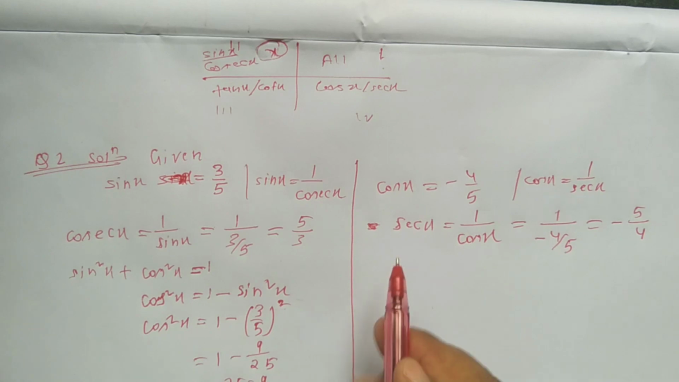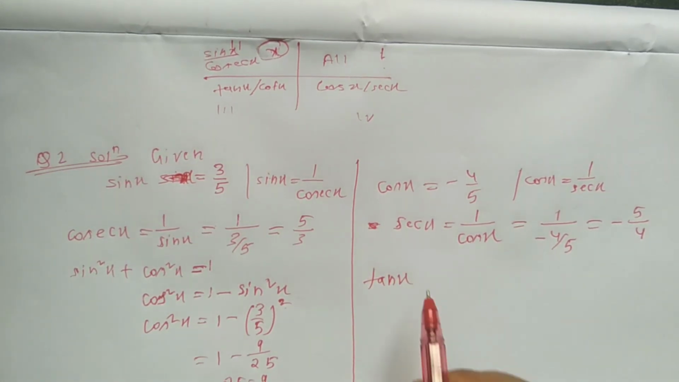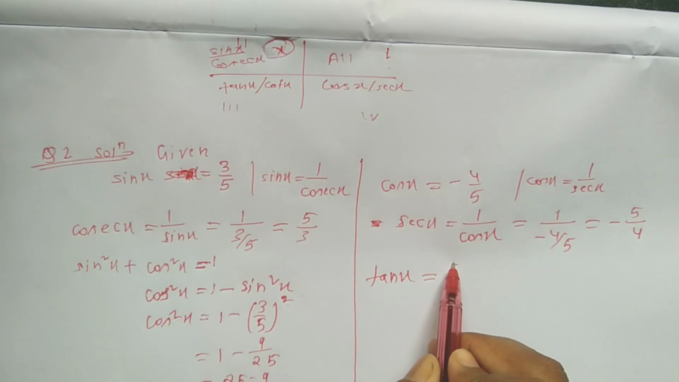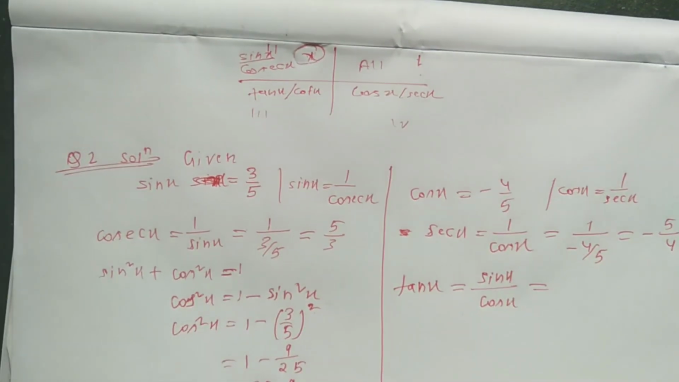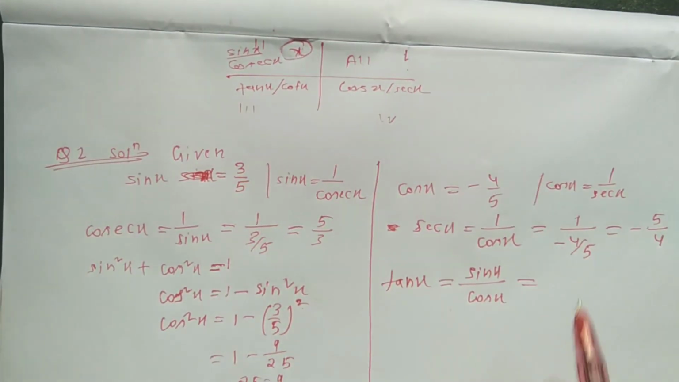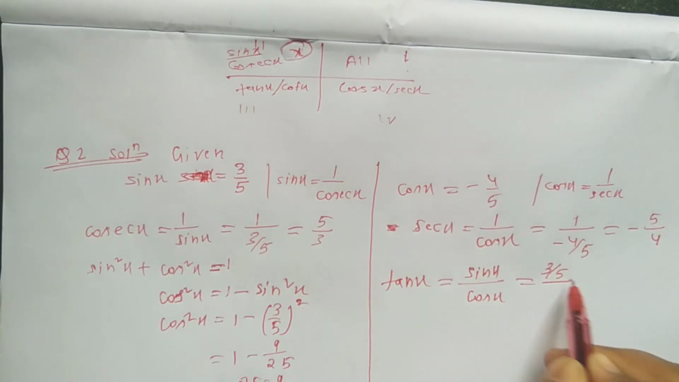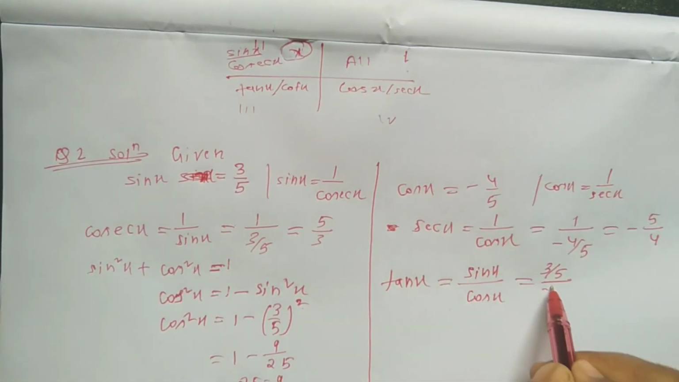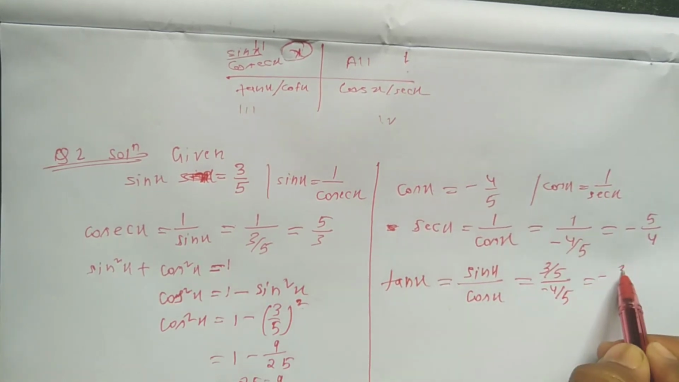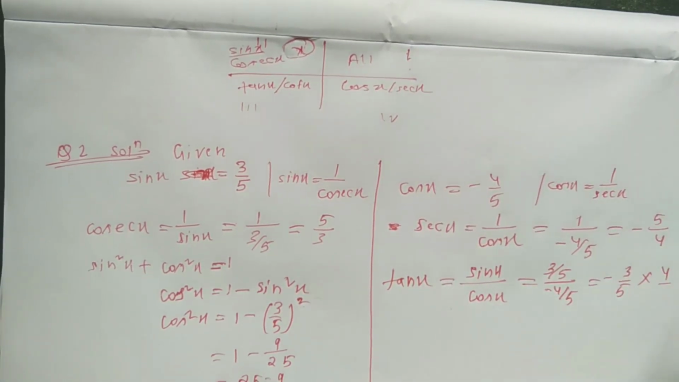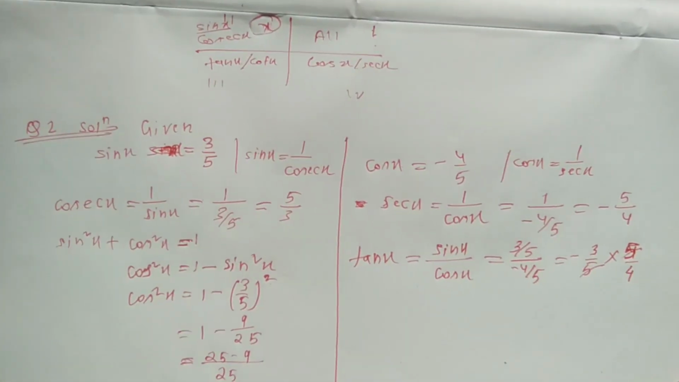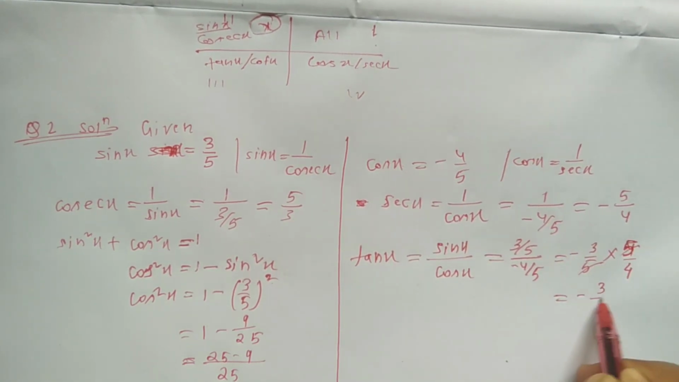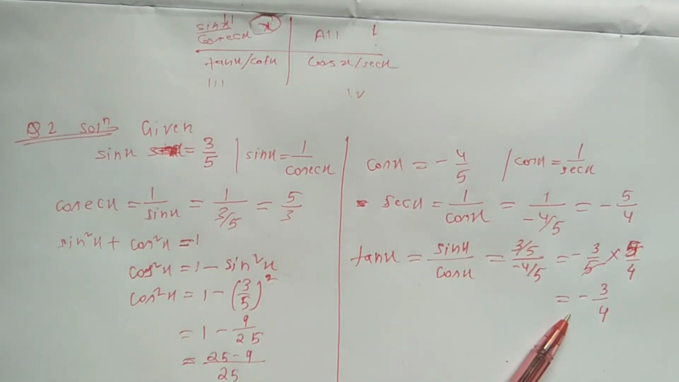Next, tan x. Since we know tan x equal to sin x by cos x, now put the value of sin x. What is the value of sin x? It is given 3 by 5. So instead of sin x, put here 3 by 5, and cos x, it is how much? Cos x minus 4 by 5. So this equal to minus 3 by 5 into 5 by 4. So 5 get cancelled. Answer will be minus 3 by 4. So tan x equal to minus 3 by 4.